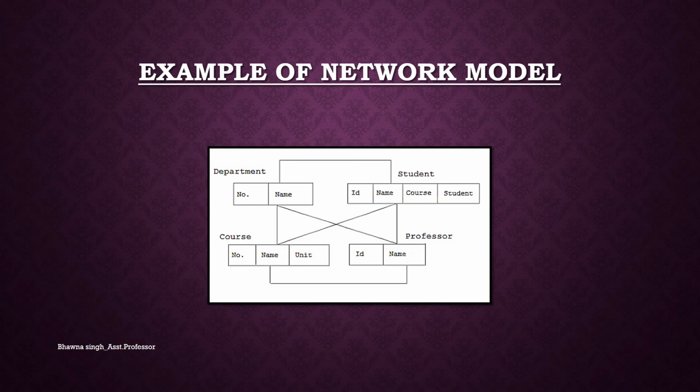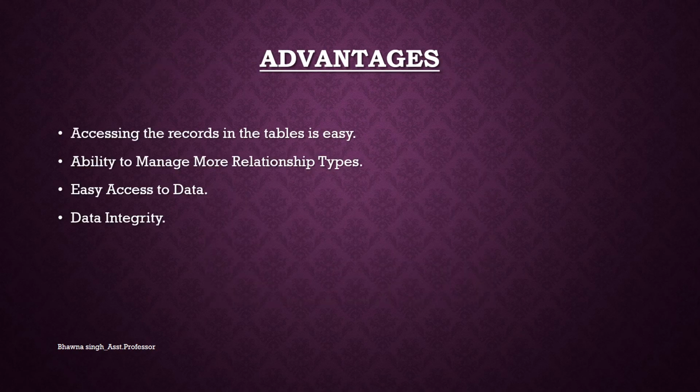We need not traverse the entire graph, or the entire table, or all the tables of all the entities. We can get the details directly with the help of the second entity to which it is connected. Now these are the advantages of the network model. The first is that accessing the records in the table is easy, because the network model provides many-to-many relationships, and that means every entity is connected to every other entity. So accessing of records becomes much easier, and we can easily access any record by using any table.